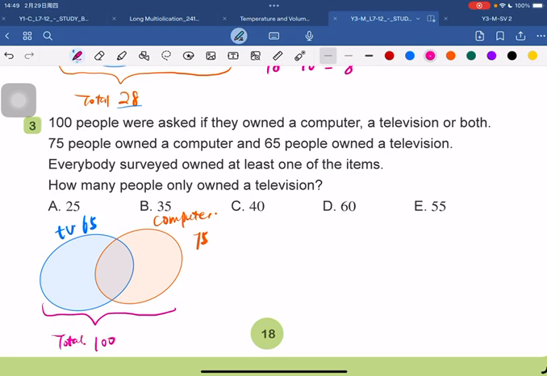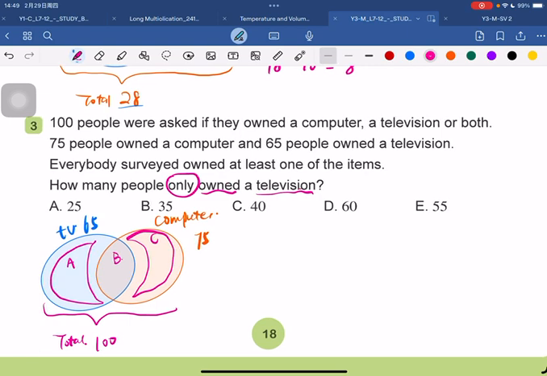Now, what we are trying to do is to find how many people only owned a television. So, to answer the question, we need to know what is the part we are looking for. Well, we have one moon shape on the left, let's label it A, overlap part in the middle B, and a moon shape on the right. Which part is the one we are looking for? Only own television. So when we are talking about the part only belongs to one group, that will always be the moon shape. So it actually should be the part A. This is what we are looking for.